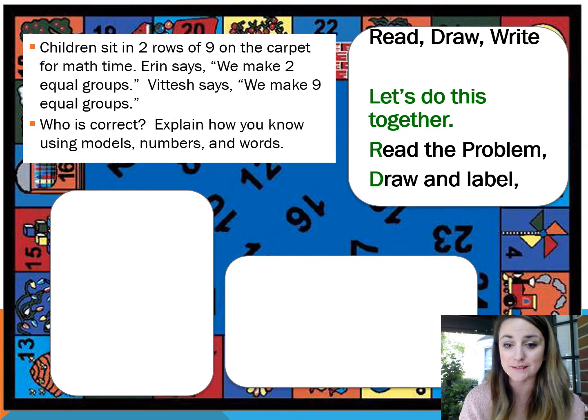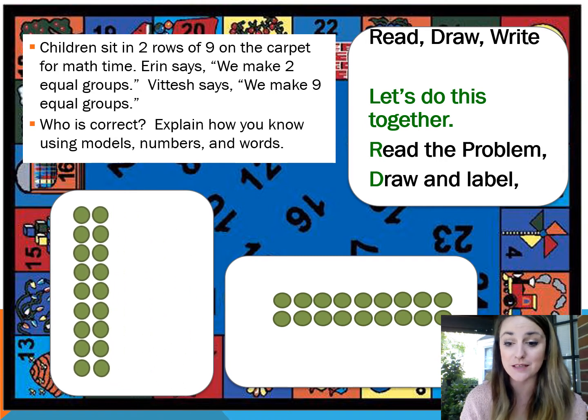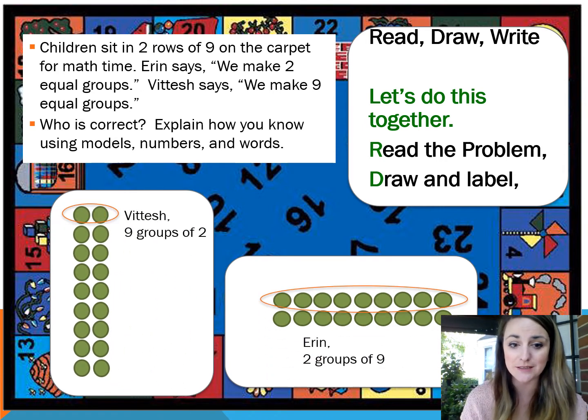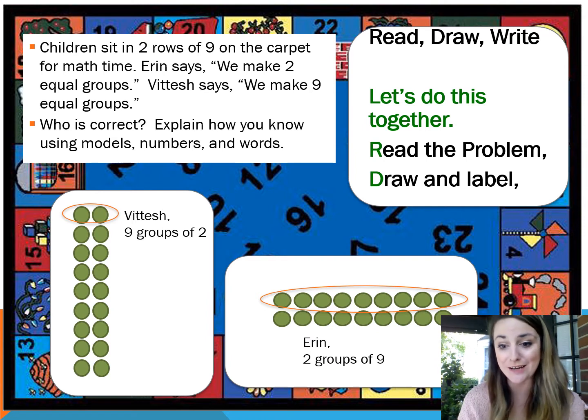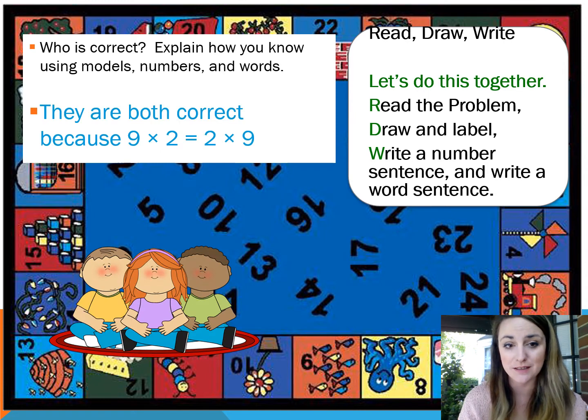Let's look more closely at this. Here we see 2 rows of 9, and here we see 9 rows of 2. Who is correct? I think now I see a little bit closer where they're both thinking this. Vish sees 9 groups of 2, and Aaron sees 2 groups of 9. They're both looking at the rows. So let's write what we drew, 9 groups of 2 and 2 groups of 9, in a number sentence. 9 times 2 equals 2 times 9. They are both correct because 9 times 2 equals 2 times 9.